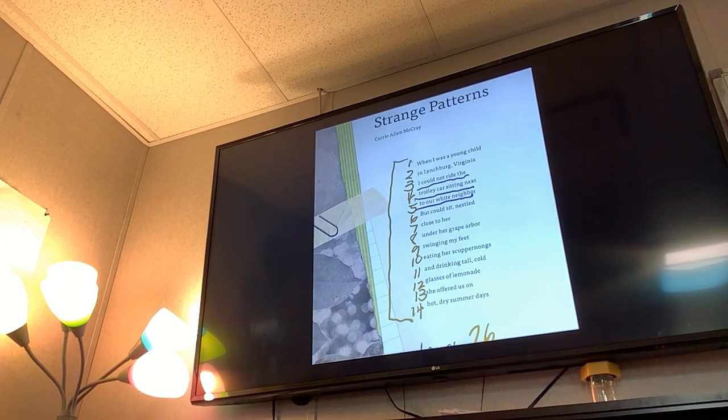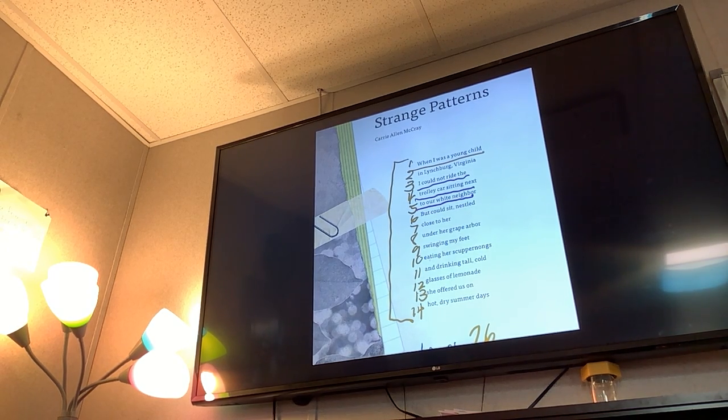So read 1. When I was a young child. When I was a young child, I'm going to switch it because this is a difference. Can we underline line 2 because I think that's important. When I was a young child in Lynchburg, Virginia. Yes. Let's underline 1 and 2, because it tells you how old she was and where she was.